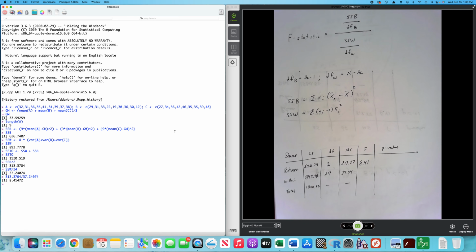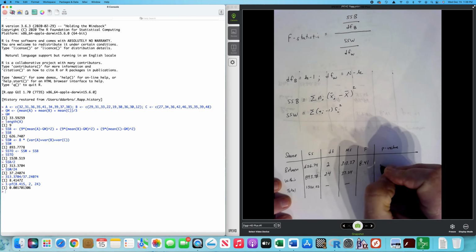the following way to get the p-value. So I would just go 1 minus, because I need the area to the top of 8.415 with degrees of freedom 2 and 24. So our p-value is going to be 0.0017.